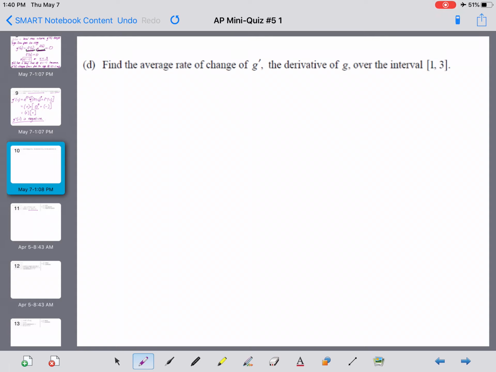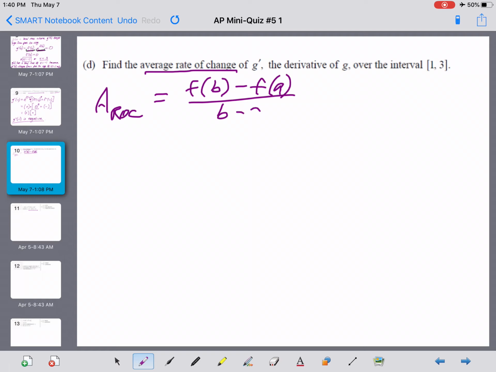Find the average rate of change of g prime, the derivative of g, over the interval from 1 to 3. Now, I am seeing some people run into some trouble here once in a while, confusing the concepts of average rate of change with the formula for average value of a function. So we've got to remember which one is which. The formula for average rate of change of a function is simpler than the one for average value. It's just going to be f of b minus f of a all over b minus a. It's basically just going to be change in y over change in x.